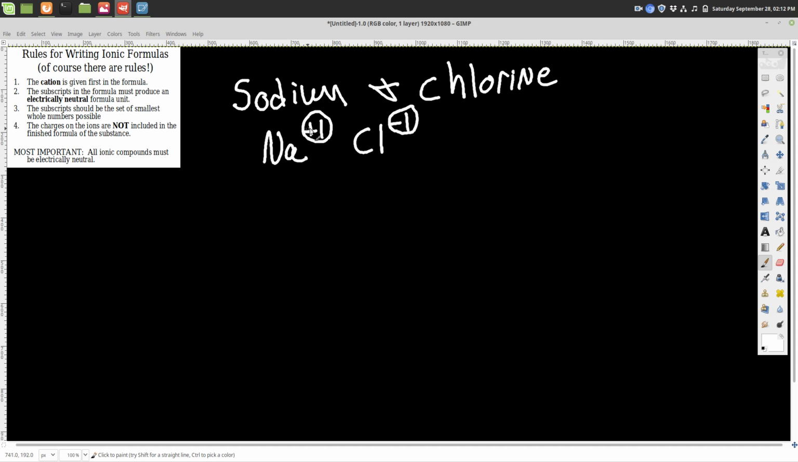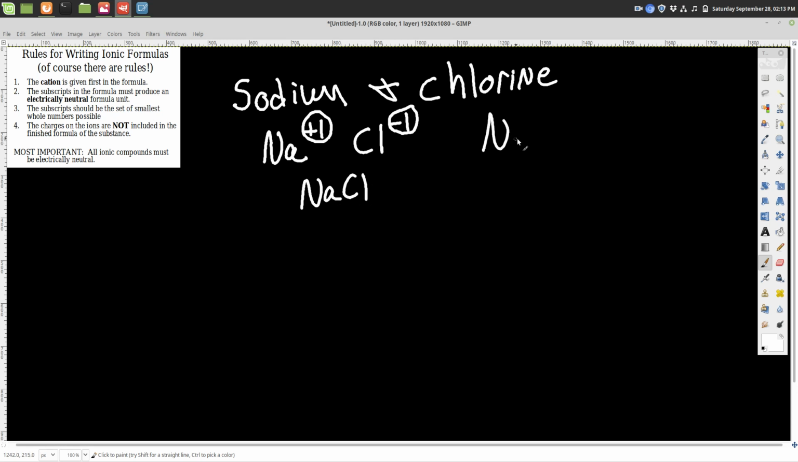Now, the plus and the minus do nothing more for us than to make sure that we write the one that's positive first and the one that's negative second. After that, the plus and the minus are not needed to figure the formula out. Since these numbers match, we're not going to write them. Okay, so our formula would be just NaCl.